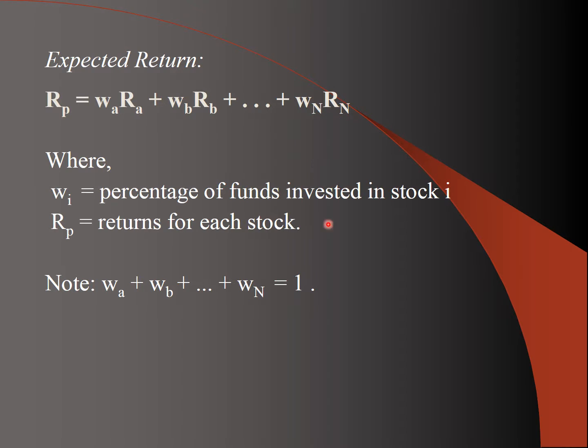And notice that your weights have to sum up to equal 1. Can't be higher, can't be lower, has to be 1, because 100% of your money will be invested in this portfolio, and the whole portfolio makes up a 100% investment, and you have to break down the proportion for each stock. And then it's just multiplying to get a weighted average.